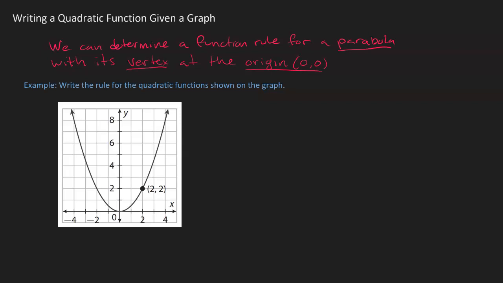So the steps that we're going to take to writing the quadratic function for the given parabola will only apply to when the vertex is at the origin. We'll go over how to write a quadratic function when the vertex is not at the origin, but we're going to start with the parent function. So basically the basics of writing a function given a parabola whose vertex is at the origin. So let's start by taking a look at our example. Let's write the rule for the quadratic function shown on the graph.